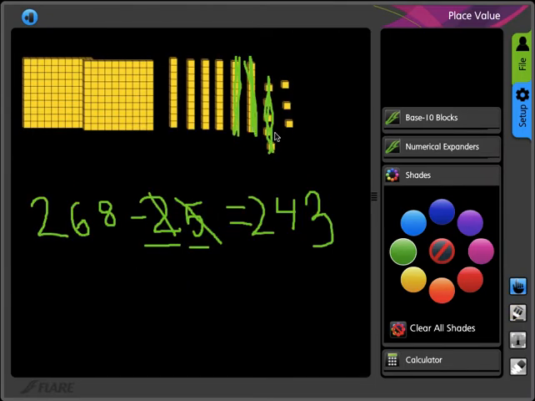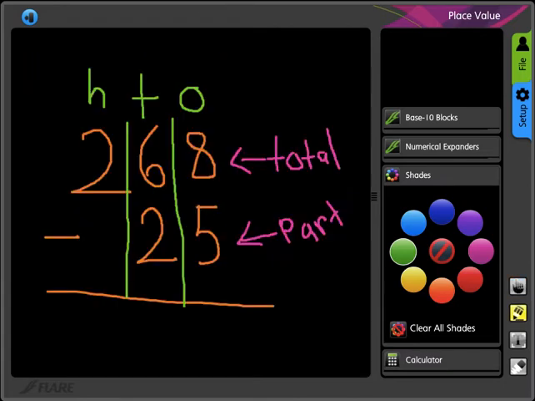We took away our ones first by crossing out 5 ones, then we took away our tens. You're gonna do the same exact thing, but without blocks. We're just gonna solve it in our heads or on our fingers or on our paper. So you always start with your ones. When you set it up like this, you always, always, always start with your ones.